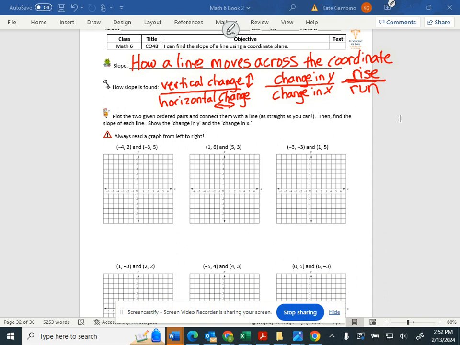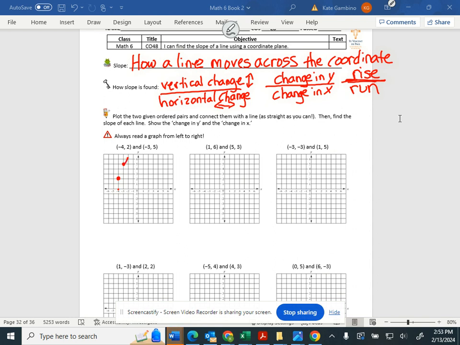So let's look at our first one. Remember, we always read our graph from left to right. So with math, just like with reading, we go from left to right. So we're going to graph our two pairs, and then we're going to start at the point that's the farthest left, and we're going to go to the right. So our first pair is at -4, and then our y is 2. So I'm going to draw my circle there. Then I have -3, and I have 5. So my two dots look like that.